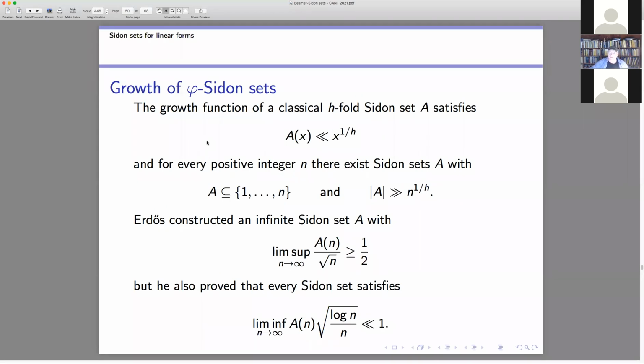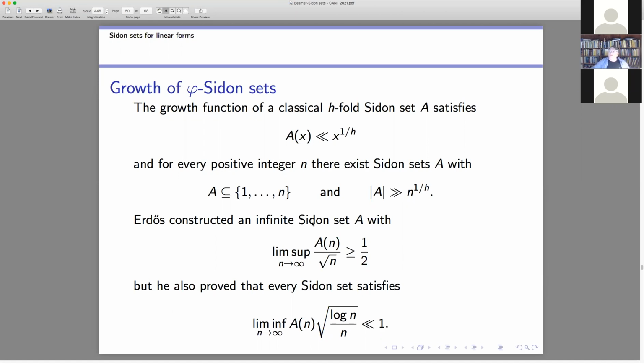what is the more traditional question about Sidon sets, which is how big they can be. So for a classical Sidon set of integers, the counting function A(x), the number of elements of your set up to x, is at most x to the 1 over h, and you can do at least x to the 1 over h with the right construction in the finite case. For the infinite case, it's really this very important phenomenon. On the one hand, Erdős constructed an infinite Sidon set.